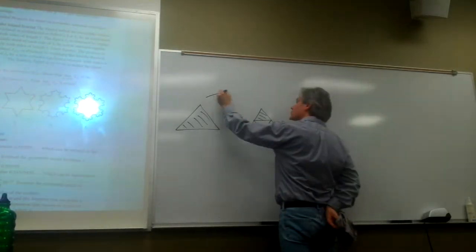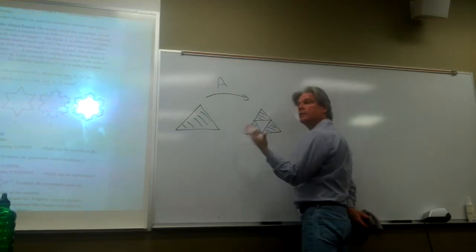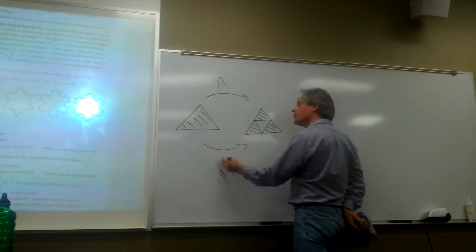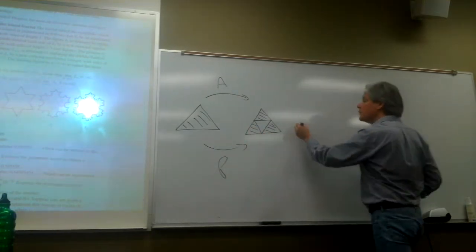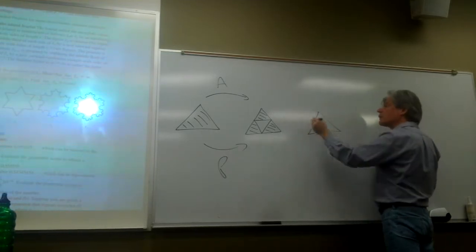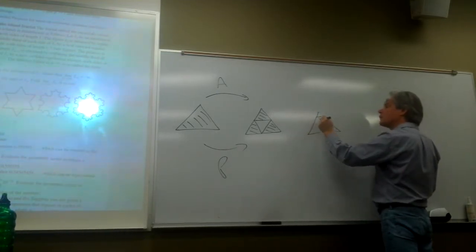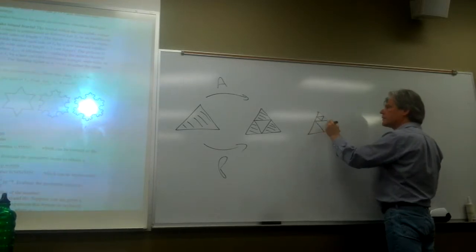Tell me from here to here, what's happened to the area? Decrease. What happened to the perimeter? Increase. It increased. Now let me do it again. Let me take those 3 equilateral triangles and remove another equilateral triangle from within. I think I get something that kind of looks like this.